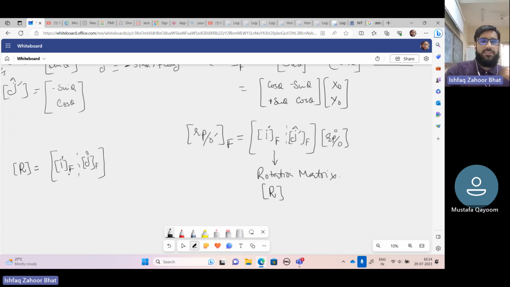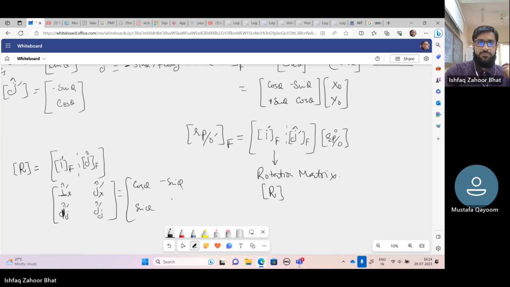When I say I dash represented in fixed frame, it means the X component of I dash, and you will write here the J component of I dash. Similarly here, the X component of J dash and the J component of J dash. And we also saw that those are nothing but cos theta, sine theta, minus sine theta.